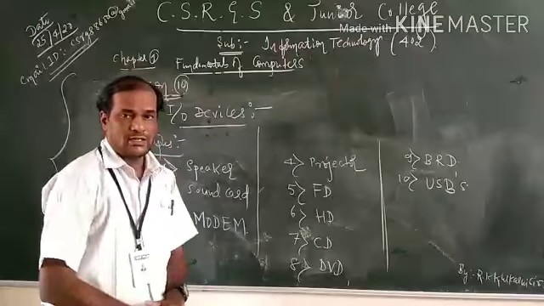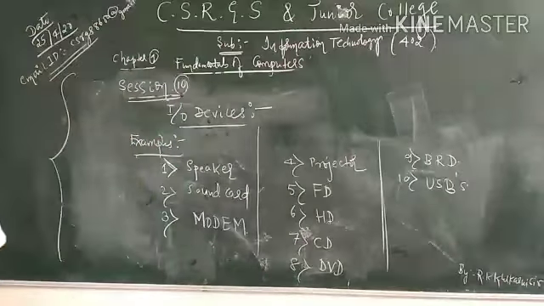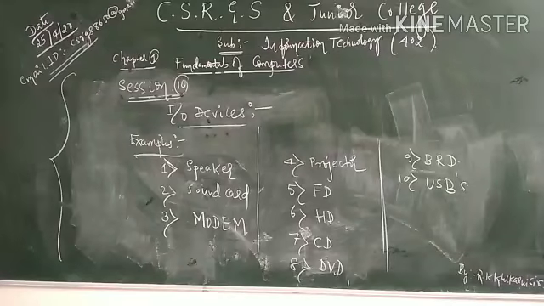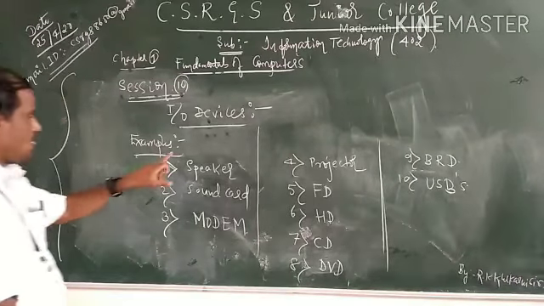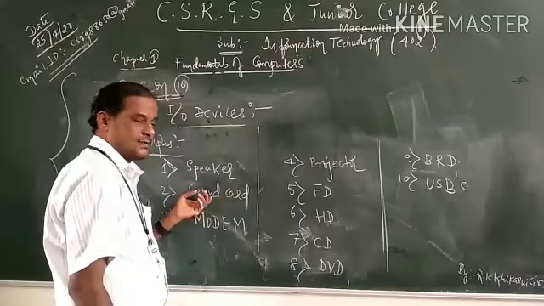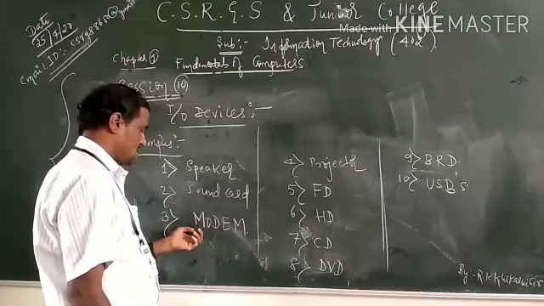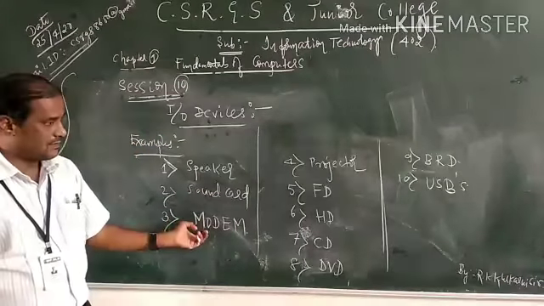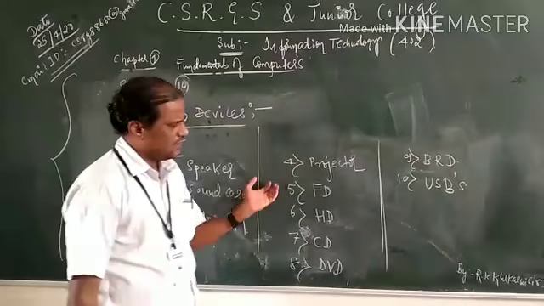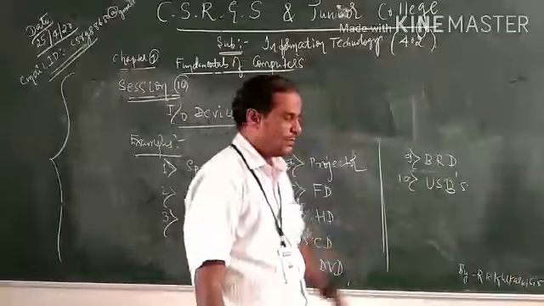Okay, coming to the next one. Here we can see I/O device examples. Mainly three types are there. One is called speaker. Next one is sound card. Next one you can see modems. These are the main special types. Again along with this we can see these also one by one.